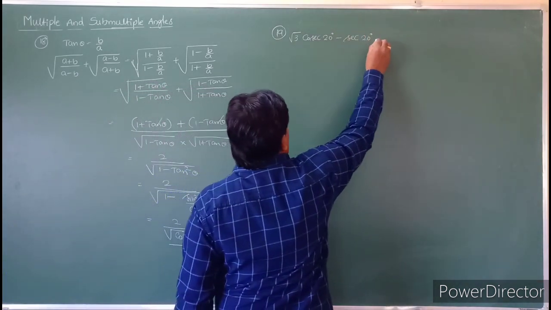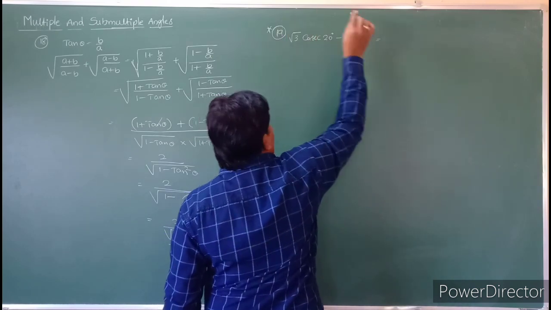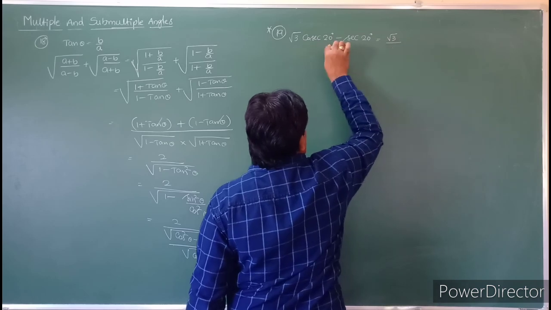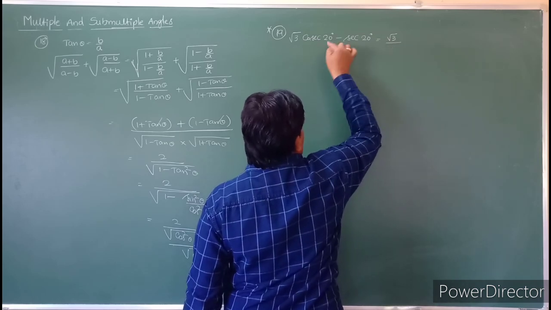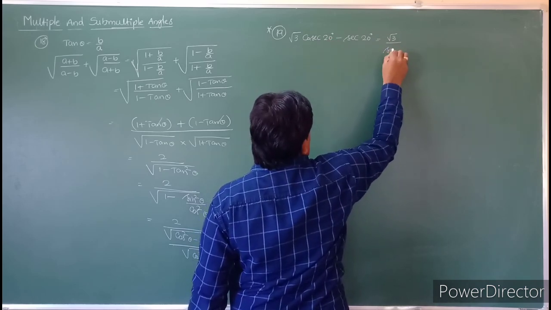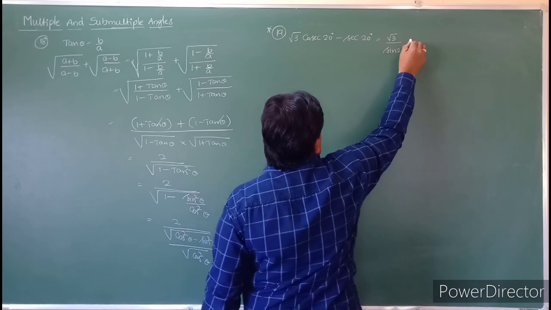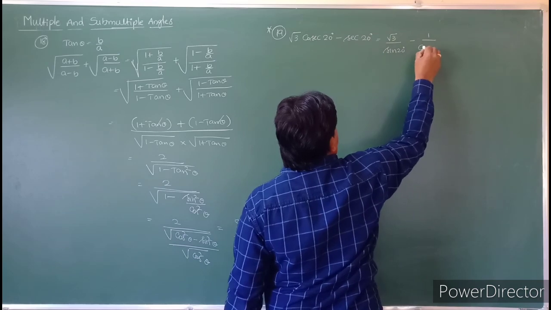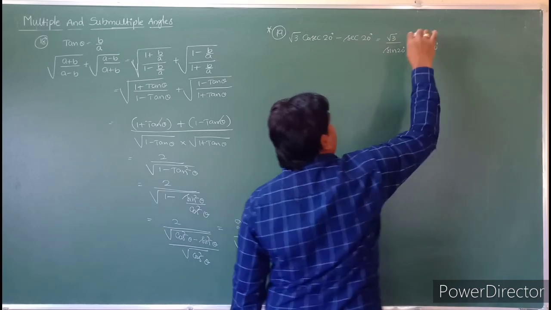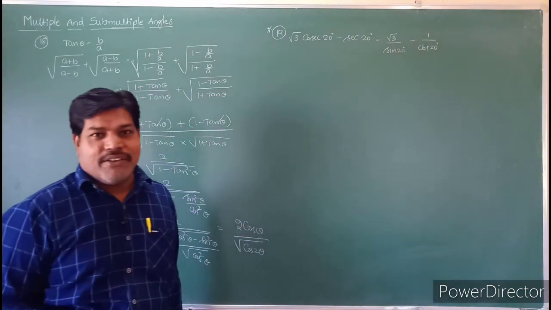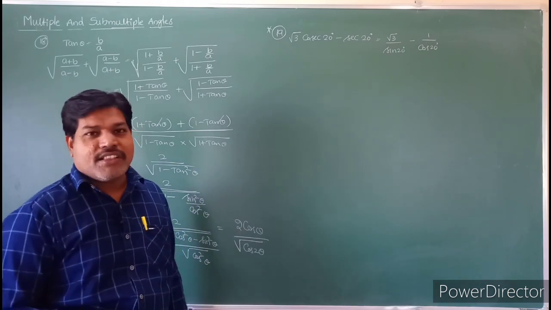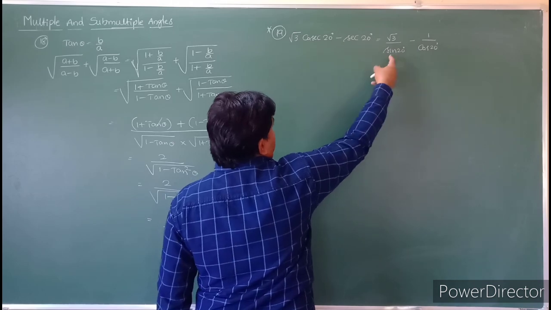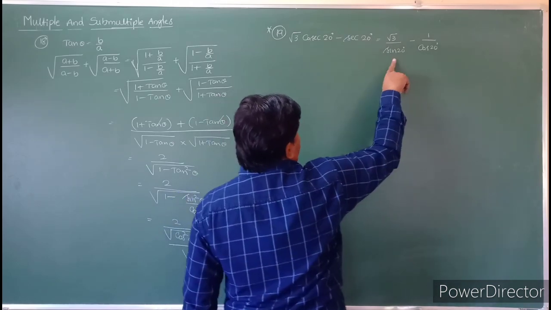So this can be written as root 3 by sine 20 degrees, since cosecant is the reciprocal of sine, minus 1 by cos 20 degrees, since secant is the reciprocal of cos. This is the question we did. Okay. That is the question they have given, simplified into this form. But this question we already did. Okay. So see this one, take the LCM.